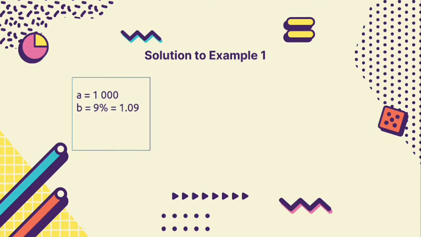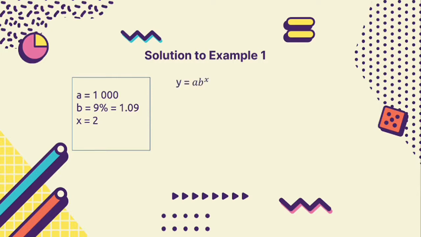To determine the growth factor, we add 100% plus 9%. So 100% plus 9% equals 109%. But we need the growth factor to be in decimal form, so we move the decimal 2 places to the left. Then it will be 1.09. But note, when the growth factor is in decimal form, do not add a percent sign. And the x is 2.